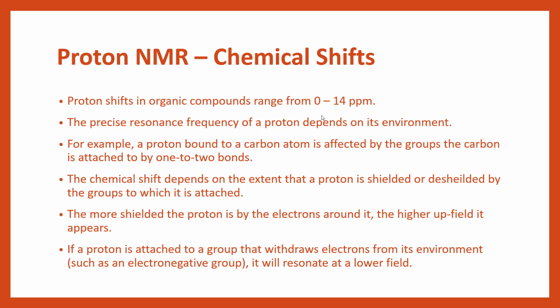So the chemical shift depends on the extent that the proton is either shielded or de-shielded by the groups to which it's attached. The more shielded a proton is, the higher upfield it's going to appear. Okay, so the closer to 0 it's going to appear. If it's attached to a group that de-shields it, something like an electronegative group, it will appear at a lower field, or higher parts per million.